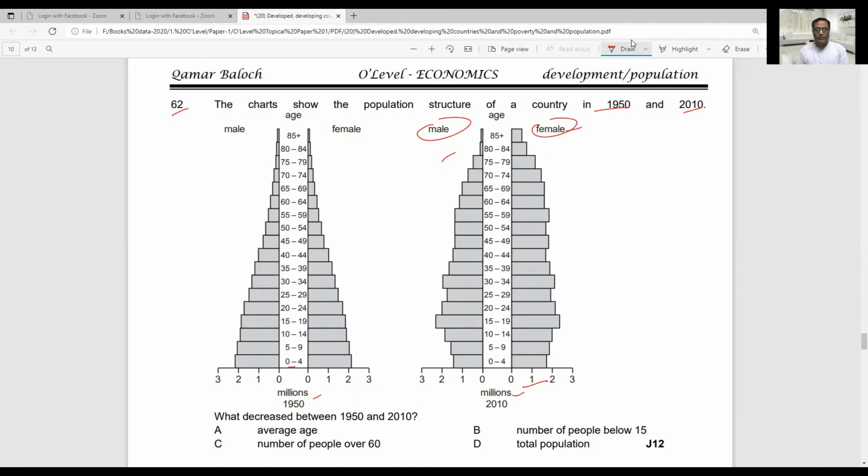Okay, so what decreased between 1950 and 2010? And this is clear from the graph that this region is continuously decreasing. If you see that people below age of 15 were initially greater, and now they are much lesser as compared to the previous number. So B is the correct answer. The number of people below 15 age group decreased, because it might be because of lower birth rate, controlled birth rate in the economy. So B is the correct answer.